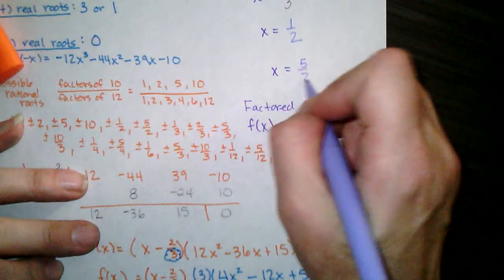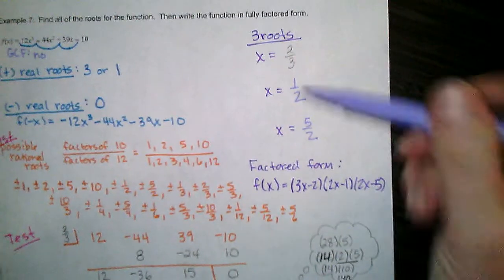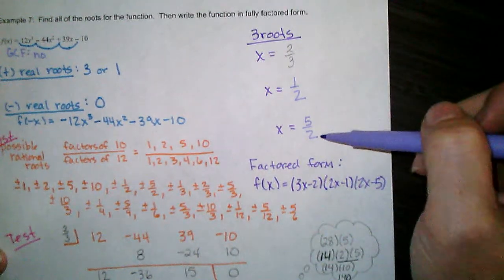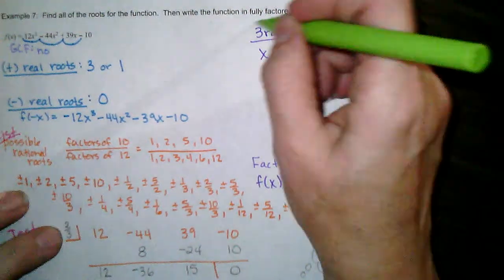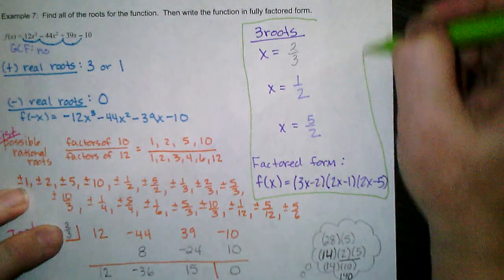x equals 5/2. So I have 3 roots: 2/3, 1/2, and 5/2. And then my factored form looks nice without fractions in it. And that's what those answers should look like.